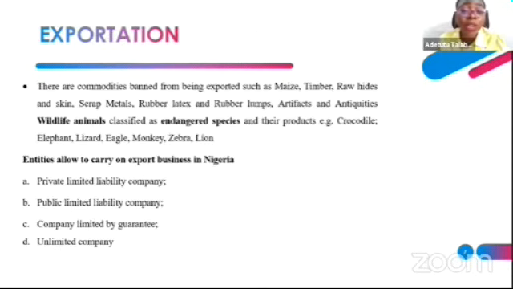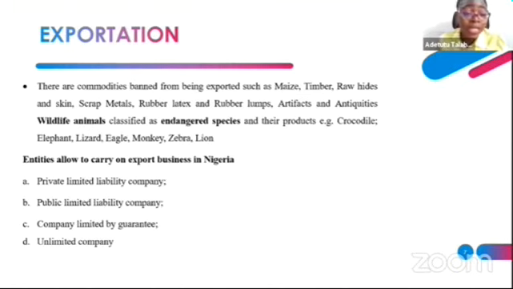And you also have to look at the commodities that are banned for export. So things like maize, timber, raw hides and skin. So that's pomo. Then scrap metals, rubber latex, rubber lumps and artifacts, and then also endangered species. So elephants, lizards, and all of that.